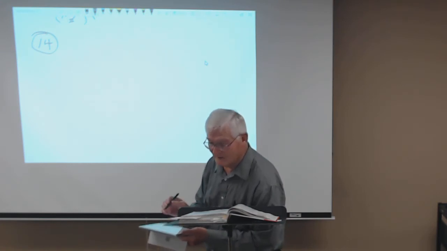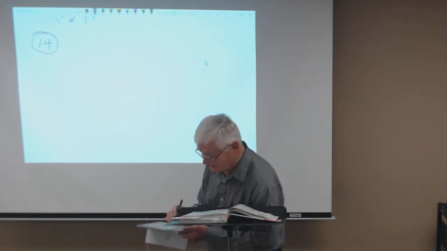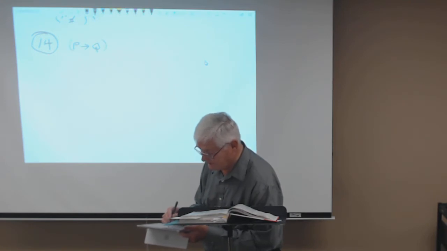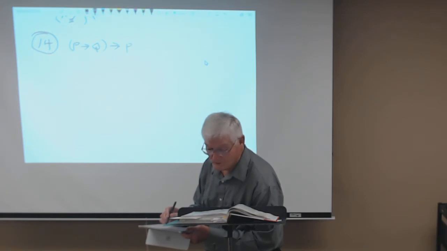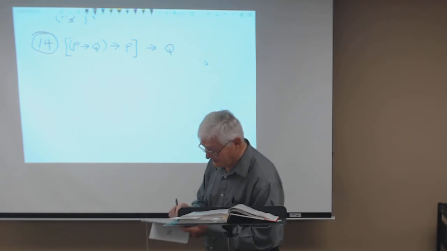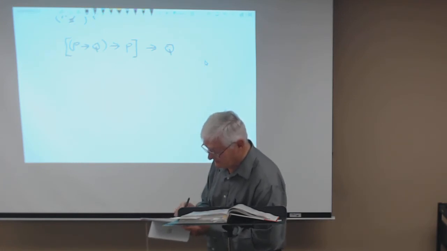14. Construct a truth table. All right, so number 14 is if P then Q, in parentheses, arrow, P, brackets, arrow, Q. Well, erase this and move it up a little bit again. 14. And I always start with P and Q.